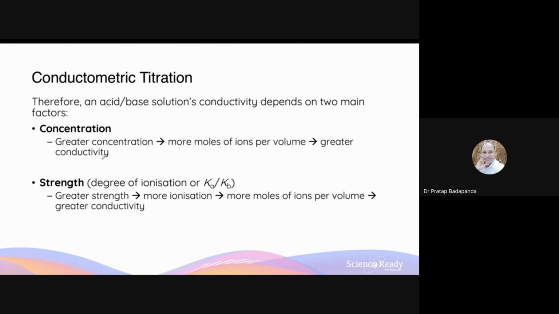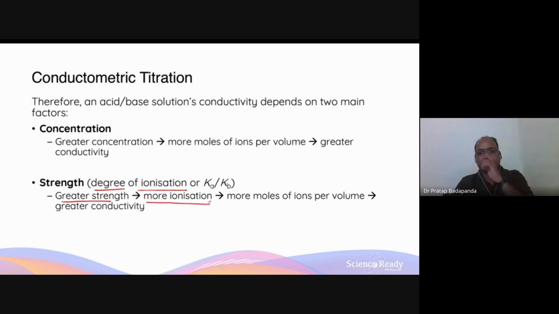The second factor is strength. Strength of an acid or base is related to the degree of ionization. When we say that acids and bases are stronger or have greater strength, we mean that they have a greater degree of ionization, so a greater proportion of the acid and base molecules will produce ions. And of course, that will lead to more moles of ions present per volume, and thus a greater conductivity again.